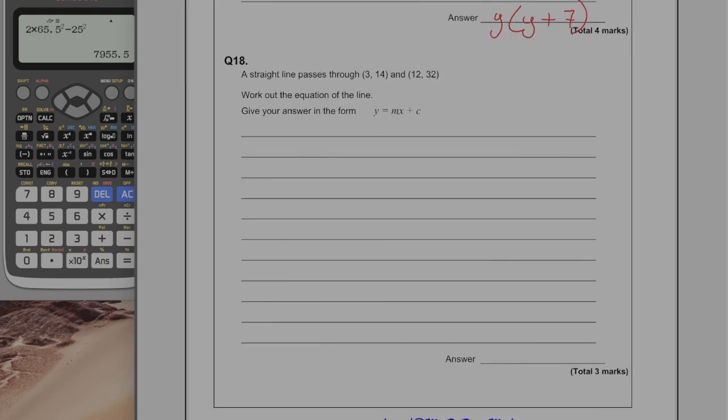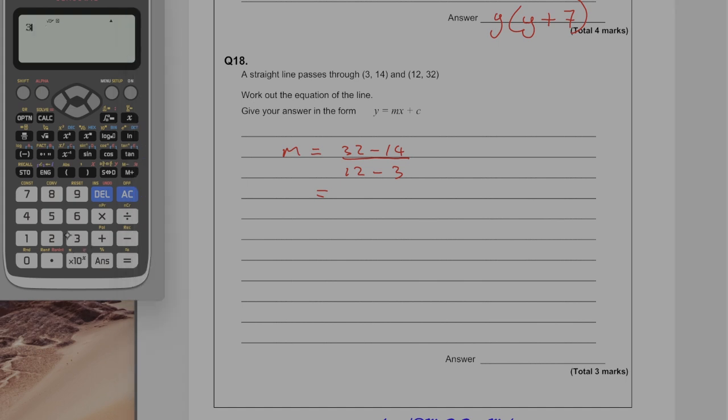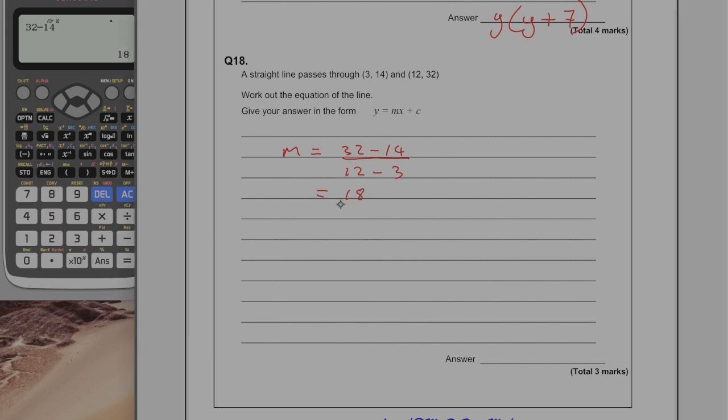Right, question 18. A straight line passes through 3, 14 and 12, 32. Work out the equation of the line. Give your answer in the form y is equal to mx plus c. Right, so first of all, I'm going to work out the gradient. So the gradient is the change in y, which is 32 minus 14, over the change in x, which is 12 minus 3. So 32 minus 14 is going to give us 18. So 18 over 9, which will give us a gradient of 2.